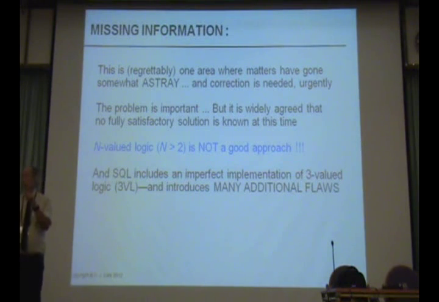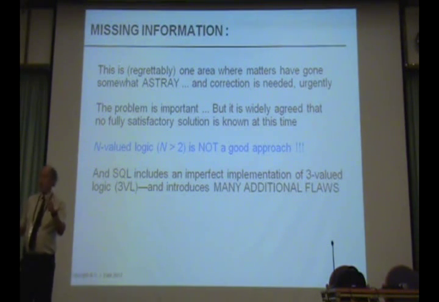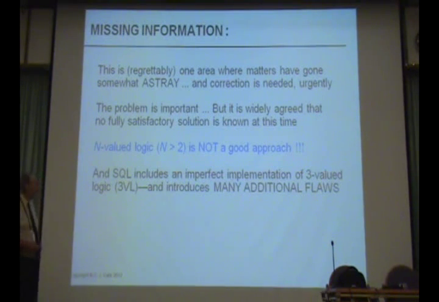Now, I don't know if you know this, but nulls are based on what is called three-value logic. I'm going to say more about that later on. So the relational model, by contrast, is based on conventional two-value logic. So I'm going to argue that three-value logic is a very bad approach. In fact, a disastrously bad approach.